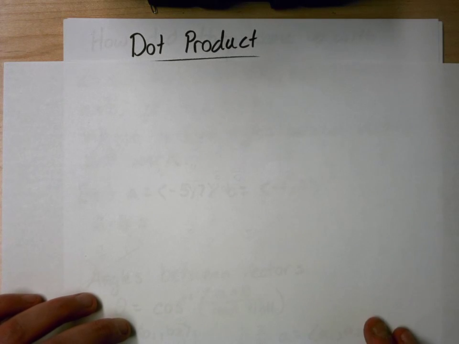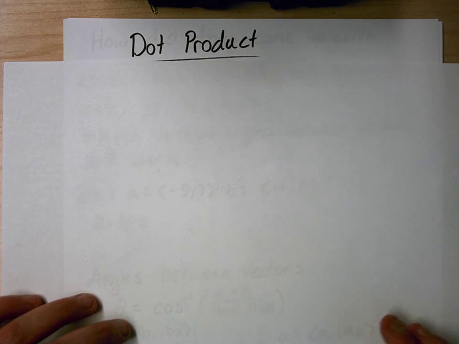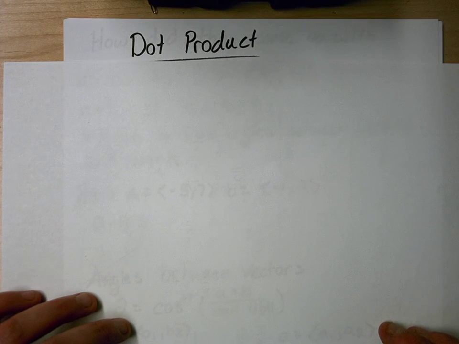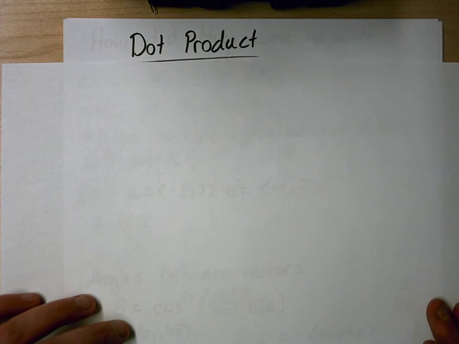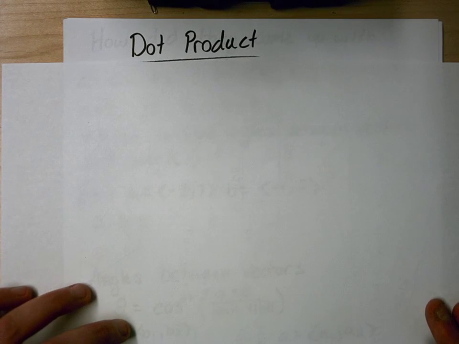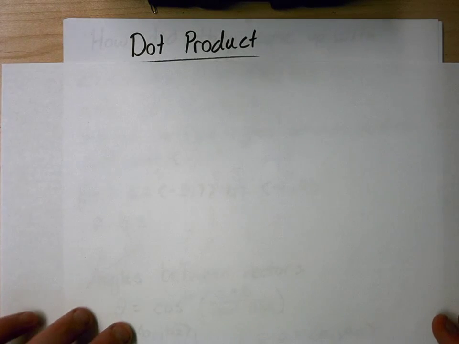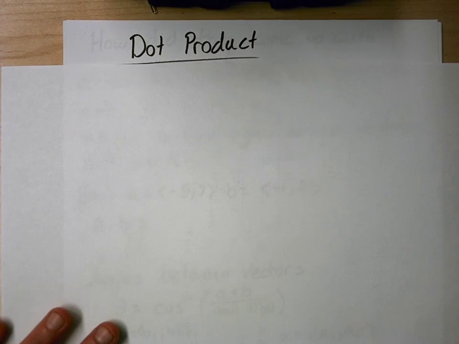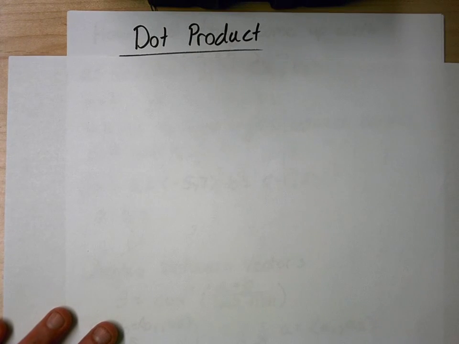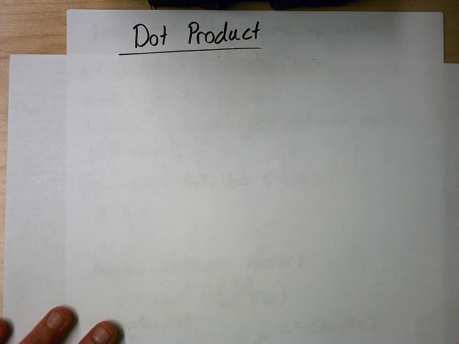Alright, so let's talk about the dot product. Okay, so the dot product on its own is kind of useful. We can use it to calculate work and stuff, but together with other things, we can use it to determine the distance between, or the angle between two vectors. There are also various uses in physics, biology, engineering, so it is a useful tool to know.